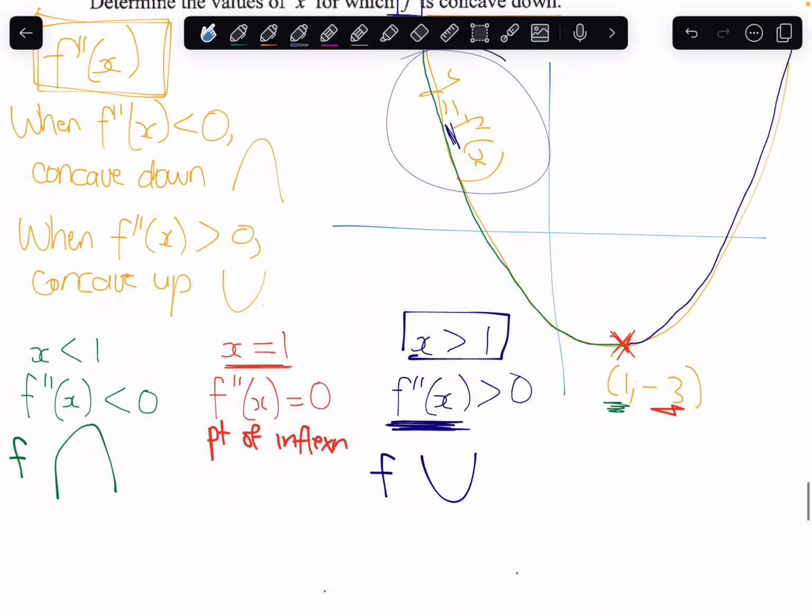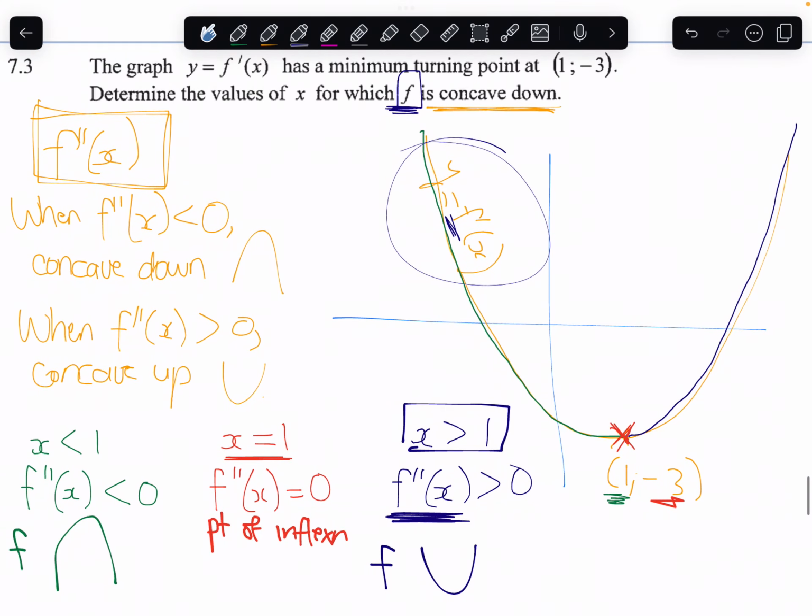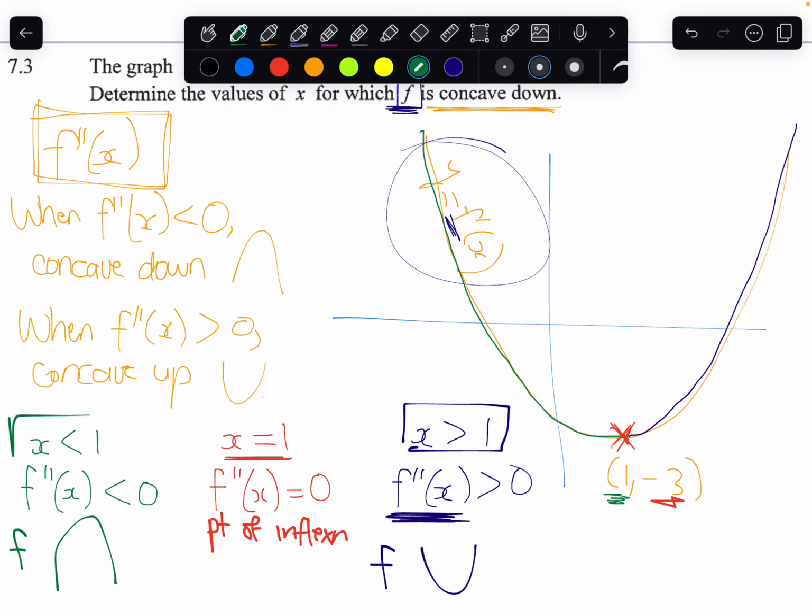So just to then return to the actual question, determine the values of x for which f is concave down. So that will be these guys over here. When x is smaller than 1, then our second derivative is yielding values that are smaller than 0, i.e. negative values, and therefore the graph of f is concave down. Let's see what the memo has to say for itself. 7.3, yes, x smaller than 1 is our answer.